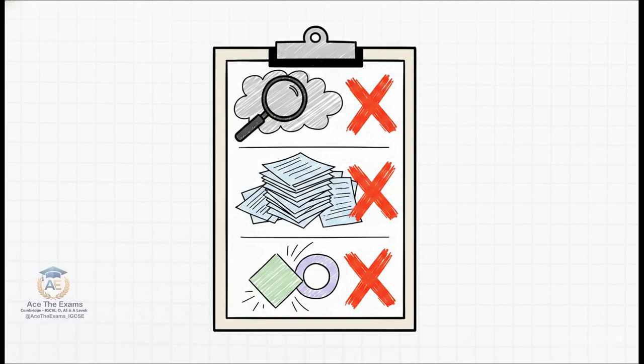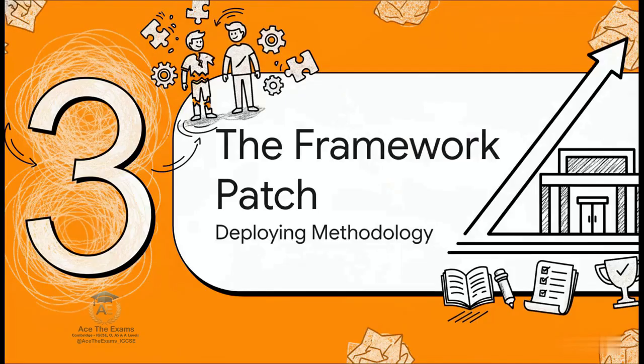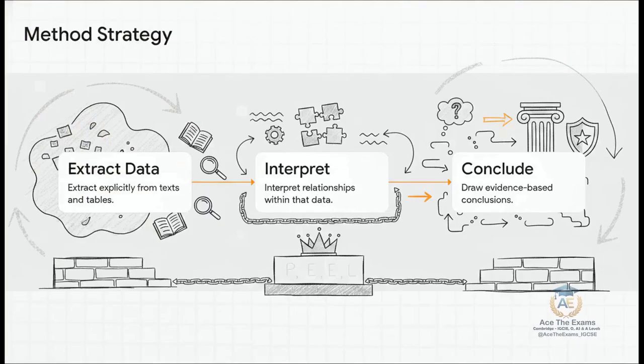Let me be incredibly clear here. If you do not explicitly link your fundamental principles to the unfamiliar context of the specific passage in front of you, you will lose those 5 quality of language marks instantly. All right, Section 3, the framework patch. We need to completely wipe Alex and Sam's bad habits from the system and deploy the syllabus-approved methodology that actually wins marks. So, this is the official method marks strategy.